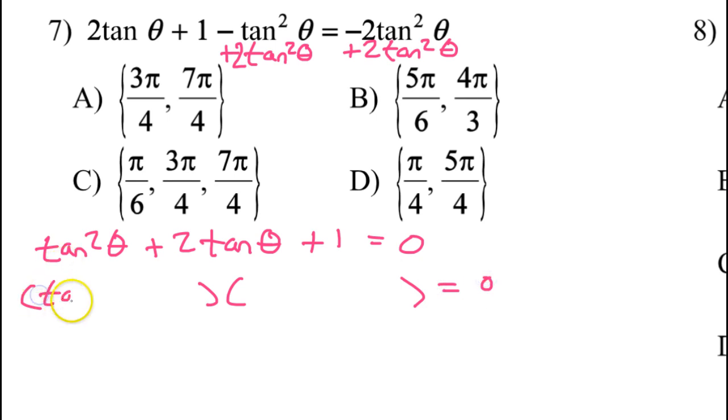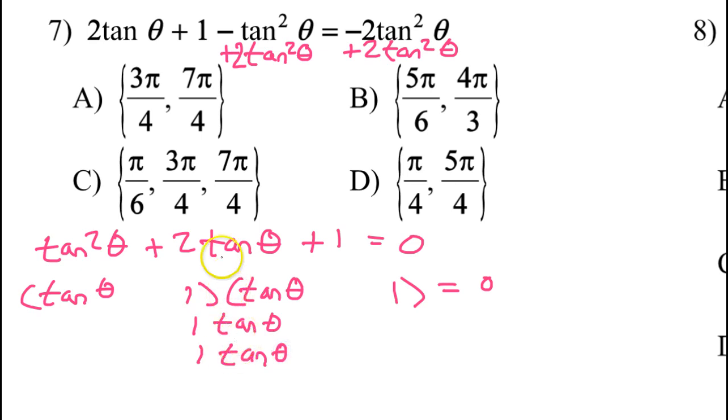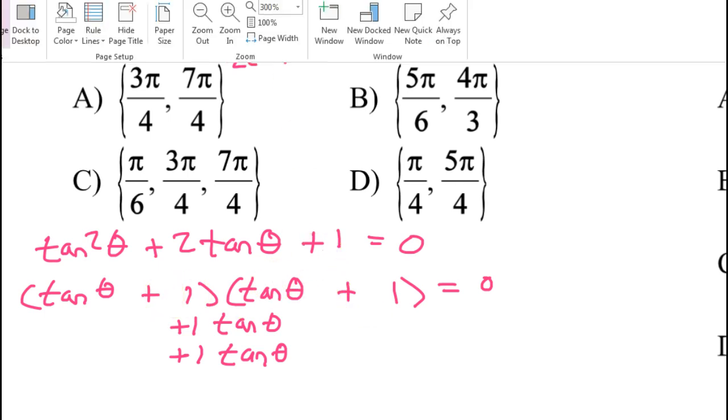Tangent squared can only factor as tangent times tangent. 1 will only factor as 1 times 1. Now the key is that inner plus outer must equal the middle. Inner, I have 1 tangent theta. Outer, multiplying these, I also have 1 tangent theta. Together, they have to equal the middle of 2 tangent theta. That will happen if I let both of these be positive. And positive 1 times positive 1 is 1, so that works out great.